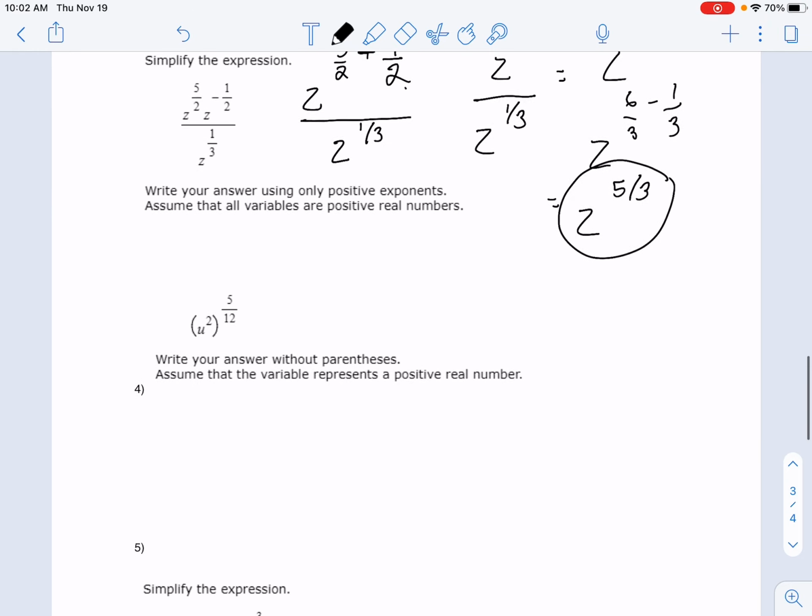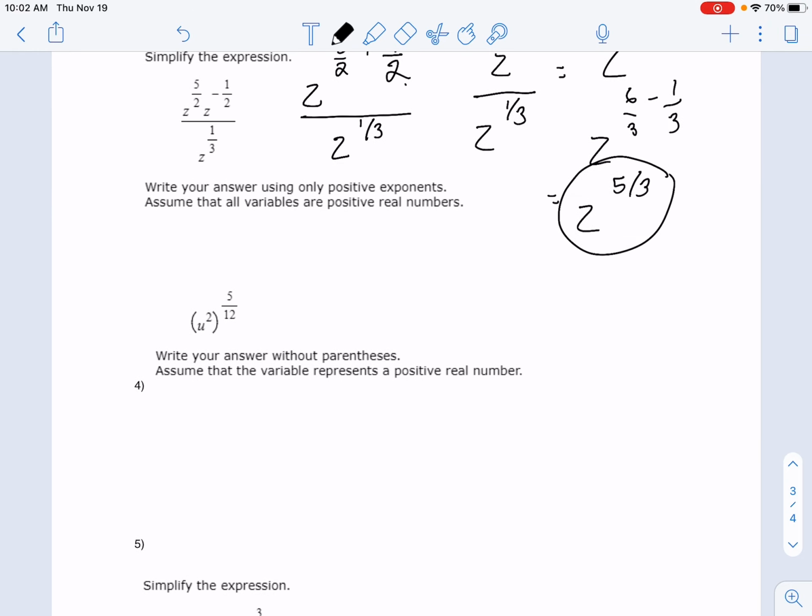Number 4, this is our power to a power. So this is going to be u to the 2 times 5/12. Put that over 1. That's going to be u to the 10/12, which is u to the 5/6.